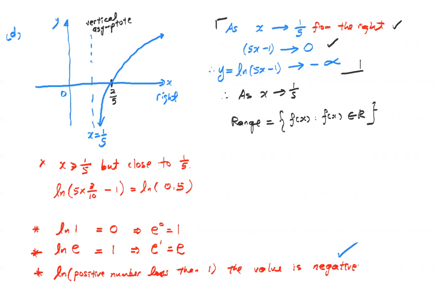The question said, study what happened to the function when x approaches 1/5 from the right. So that means x must be more than 1/5. So this is called approaches x from the right. That means your value is here. See or not?